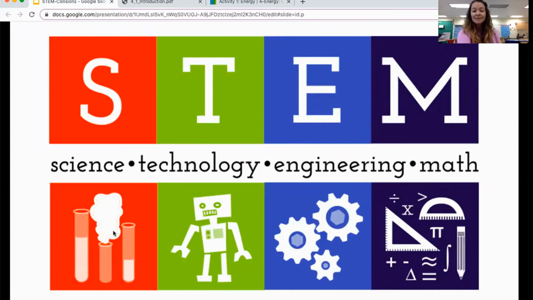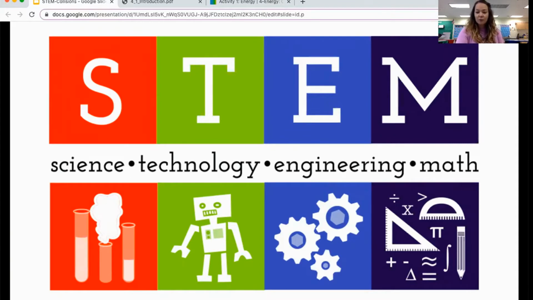The S in STEM stands for science. And as you guys know, there are a lot of different topics in science that you've been working on throughout the years. T is for technology. The E is for engineering. That's where we do our building. And the M is for math. And you know, a lot of times in math, we're doing measurement when we're in STEM class.